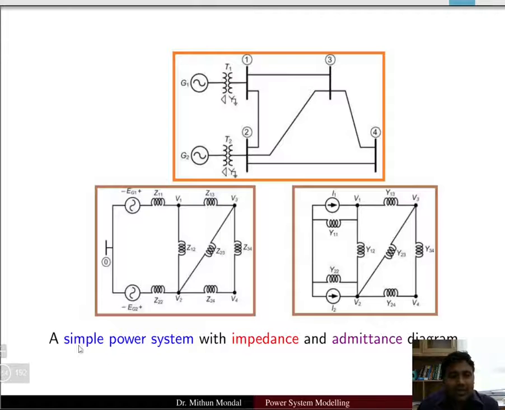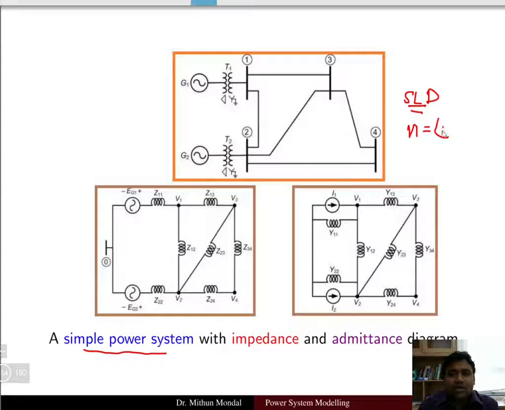Now let us see a simple power system. This is the single line diagram of a simple power system. We have n equal to 4, that is, a 4 bus system: 1, 2, 3 and 4.